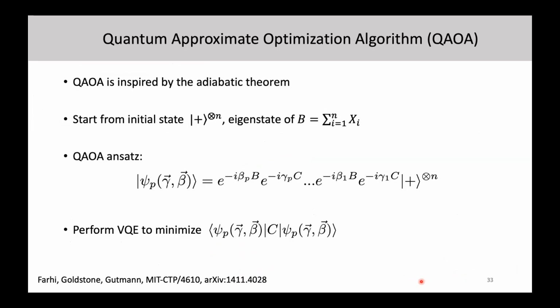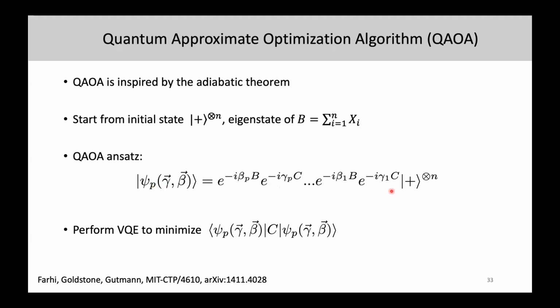So there's a well-known algorithm for trying to deal with these types of problems called the quantum approximate optimization algorithm, or QAOA. It's inspired by the adiabatic theorem. The idea is you start from an initial state of all pluses for all the qubits. And this, of course, is an eigenstate of this operator, the sum of all Pauli x's. And then the ansatz for QAOA has this alternating operator structure.